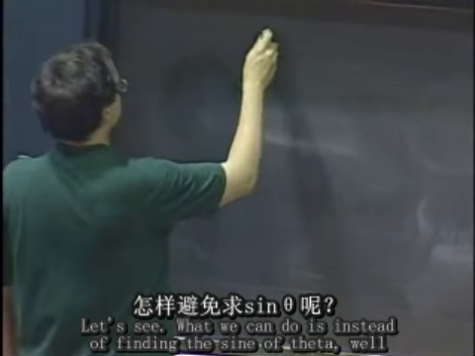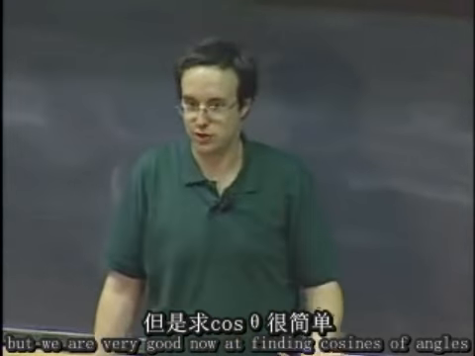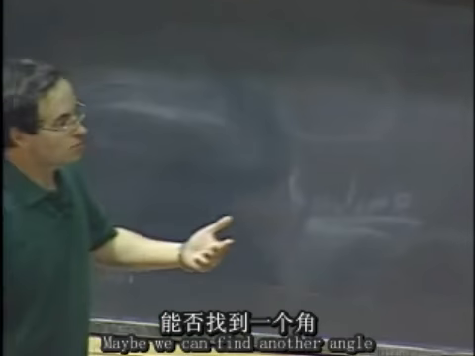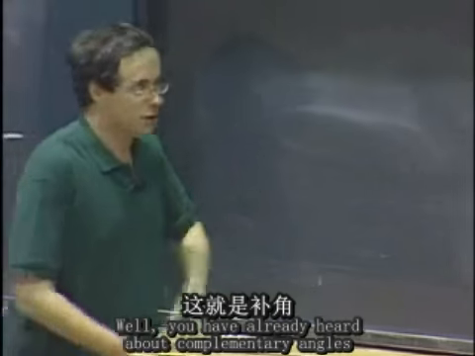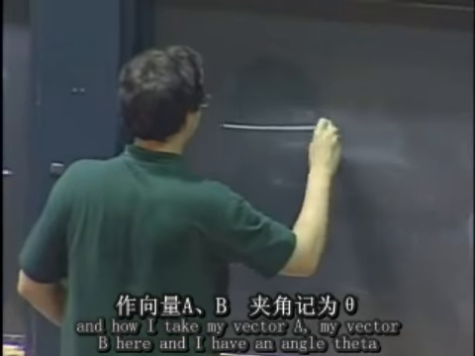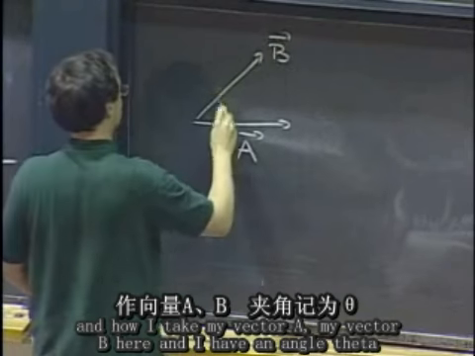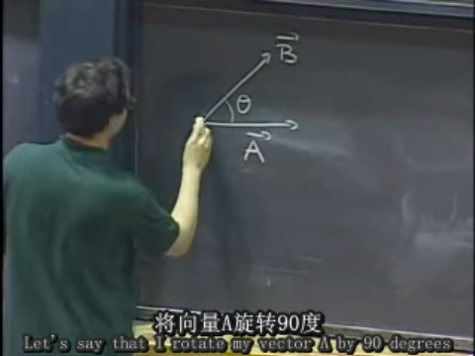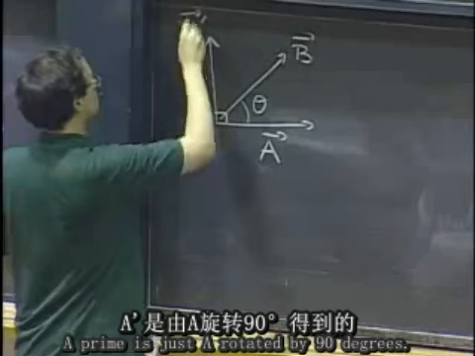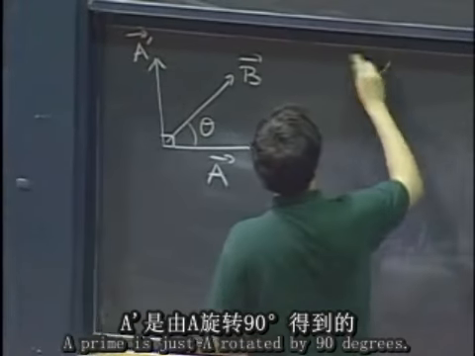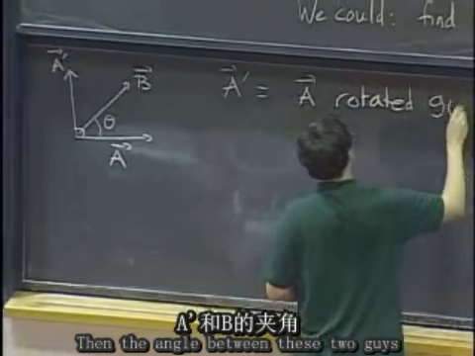What we can do is, instead of finding the sine of theta, well, we're not good at finding sines of angles, but we are very good now at finding cosines of angles. So maybe we can find another angle whose cosine is the same as the sine of theta. Well, you've probably heard about complementary angles. If I take my vector A, I have my vector B here, I have an angle theta. Let's say that I rotate my vector A by 90 degrees to get a new vector A prime. Okay, so A prime is just A rotated by 90 degrees.